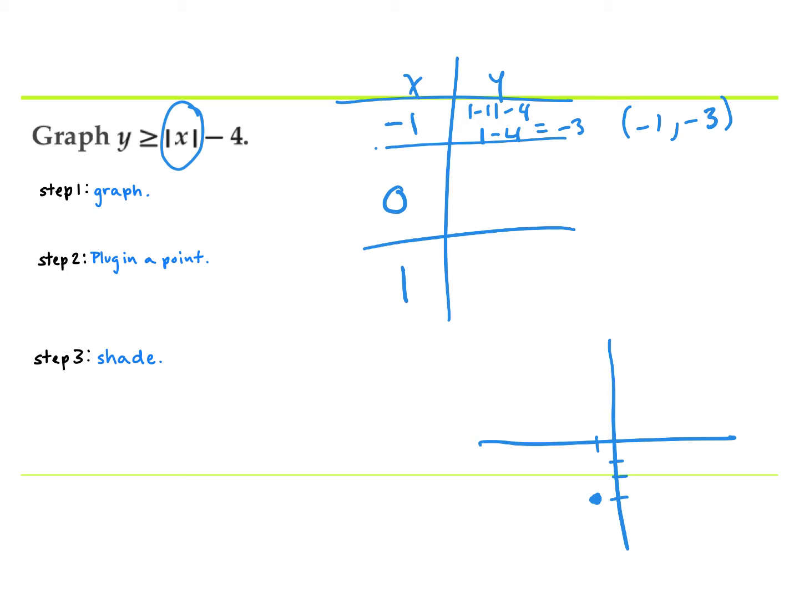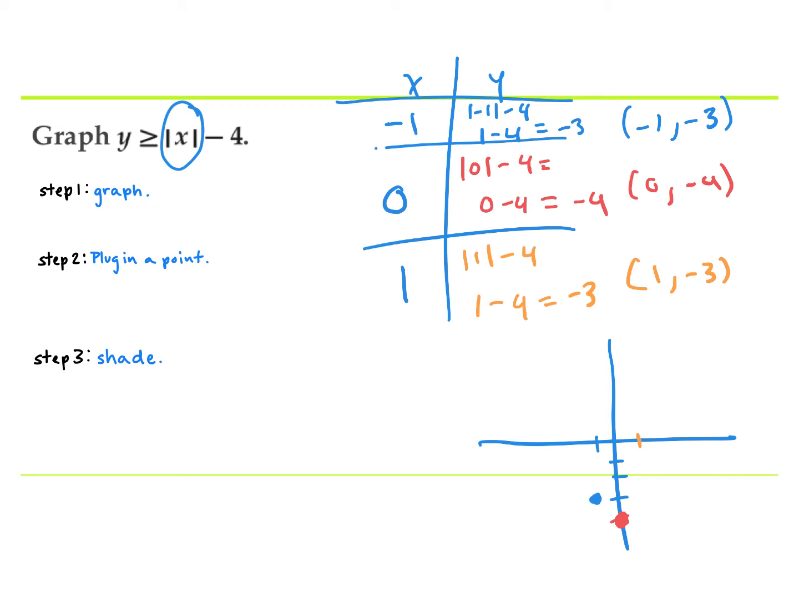Now I plug in 0. So I have the absolute value of 0 minus 4. What's 0 minus 4? -4. So I plugged in 0 and got -4. So I stay on 0, go down to -4, put a point there. And then plug in 1. What's the absolute value of 1? 1. And 1 minus 4 is? -3. So I plugged in 1, got -3. So go to the right to +1, down to -3.